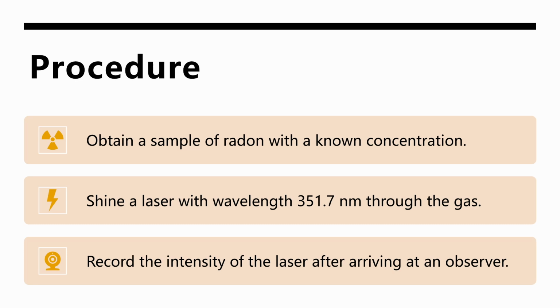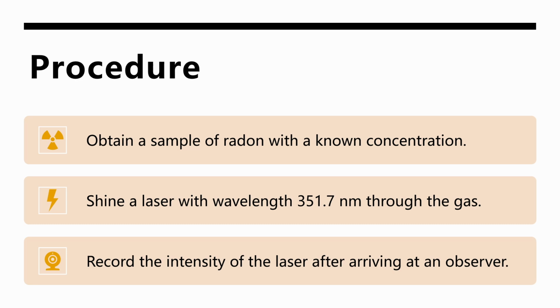Firstly, you obtain a sample of radon with a known concentration, measured at some fixed time before the experiment independently. This is because the concentration is very easily measured, and after measuring the concentration, the way it decays is also fairly easy to predict. So therefore, you can know when it started and when it finished.